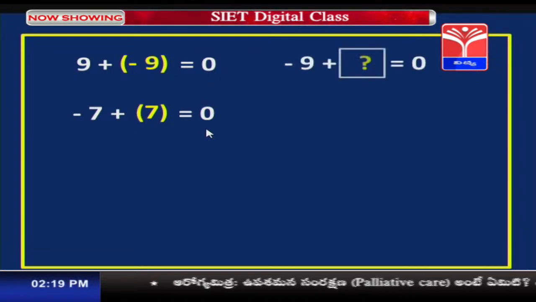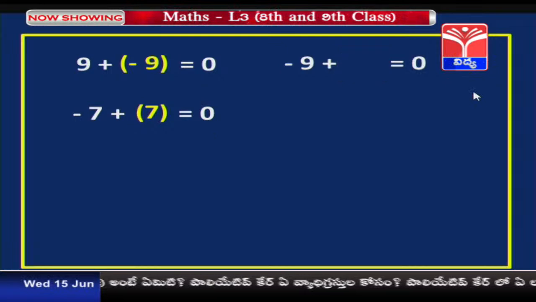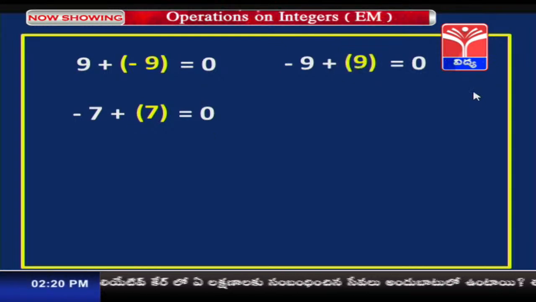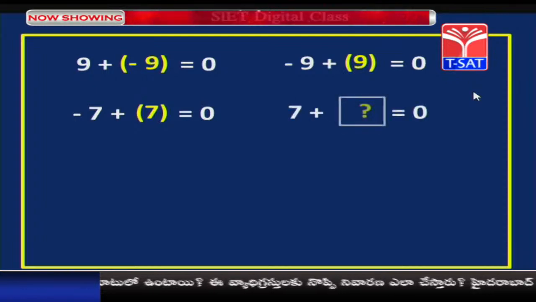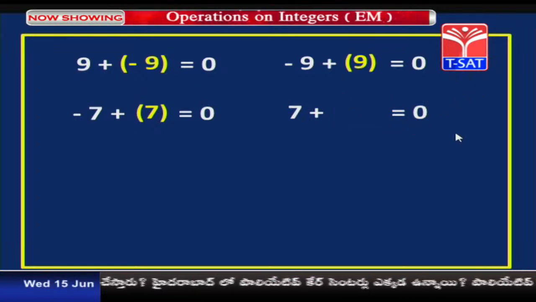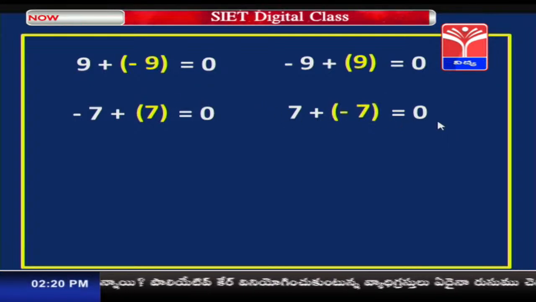Let us take one more example. Minus 9 plus which number gives you 0? So, question mark, which number should be there? Yes, plus 9. That is minus 9 plus 9 gives you 0. Let us take the last example, that is 7 plus which number gives you 0? Here that number should be minus 7, that is 7 plus minus 7 equal to 0.